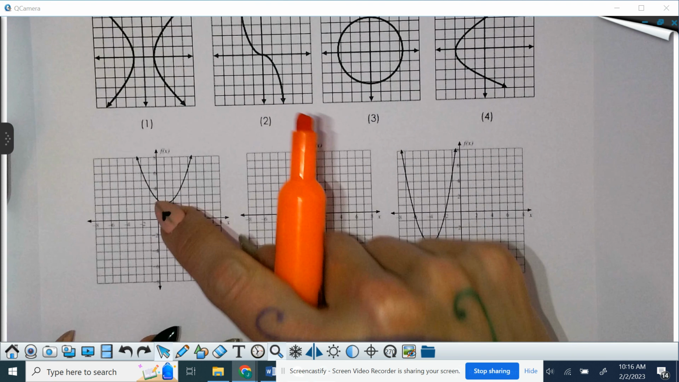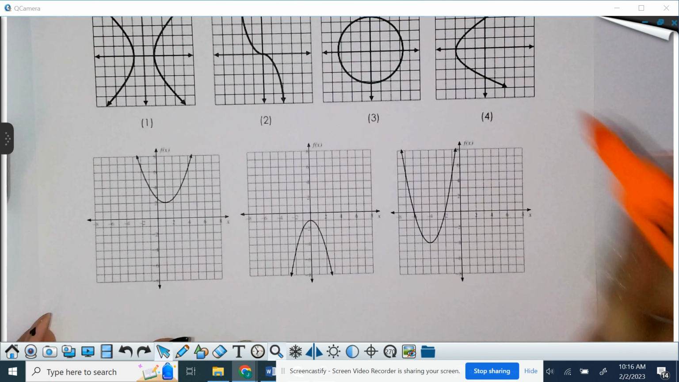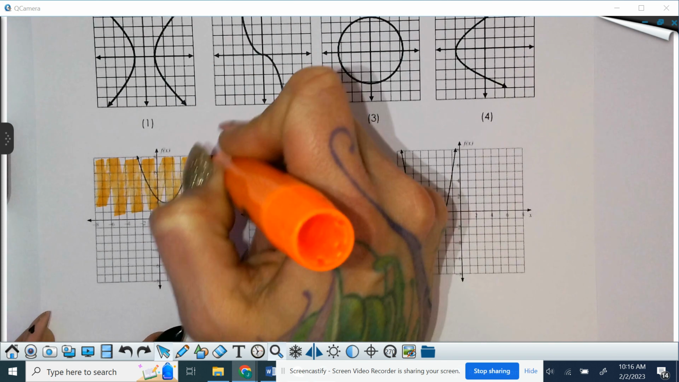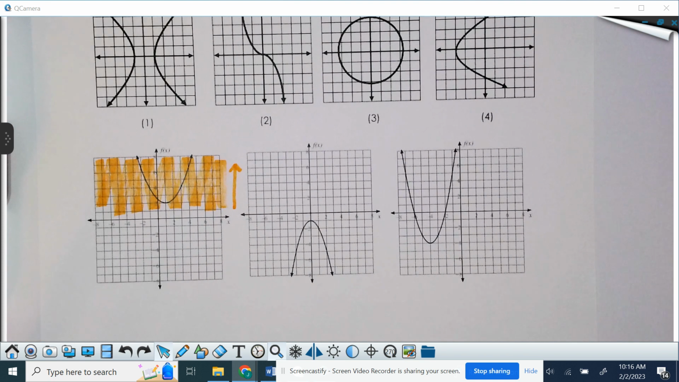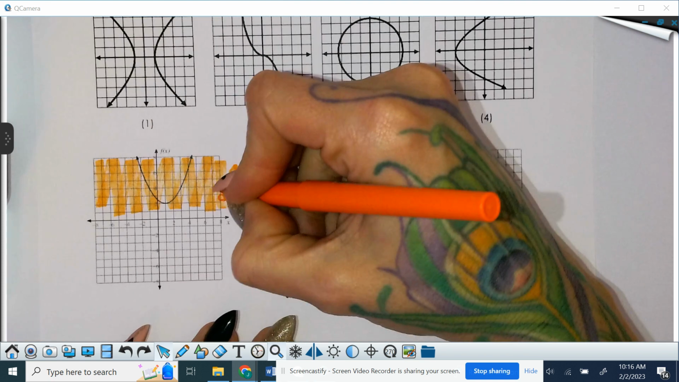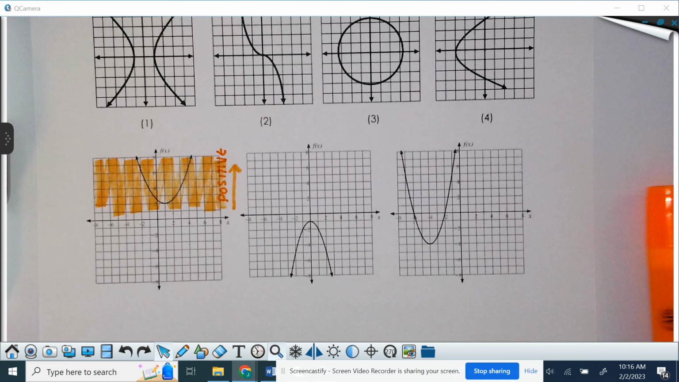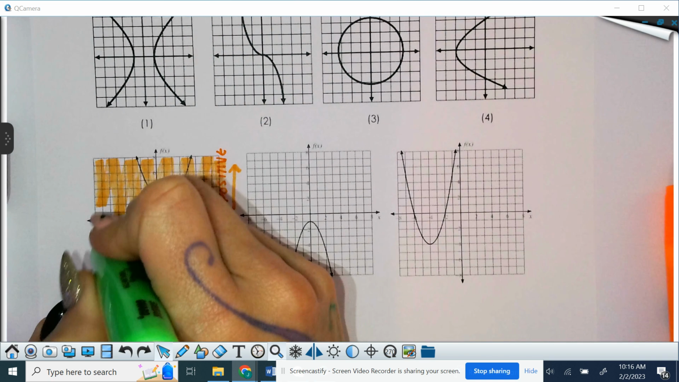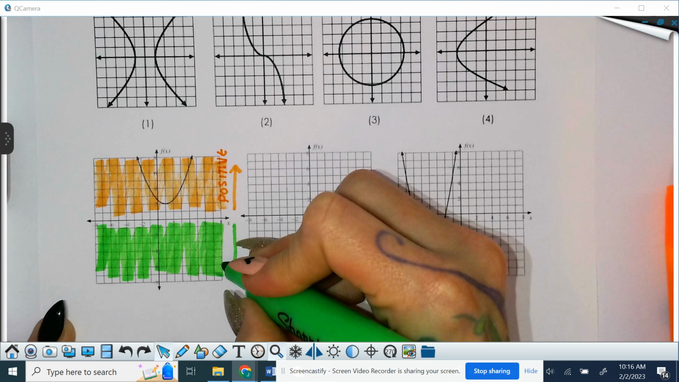So I picked quadratics because we've done quadratics since you were freshmen, for sure. So everything above the x-axis is positive. Everything below the x-axis, I bet you guessed it, is negative. So we're looking above and below. This is our negative.